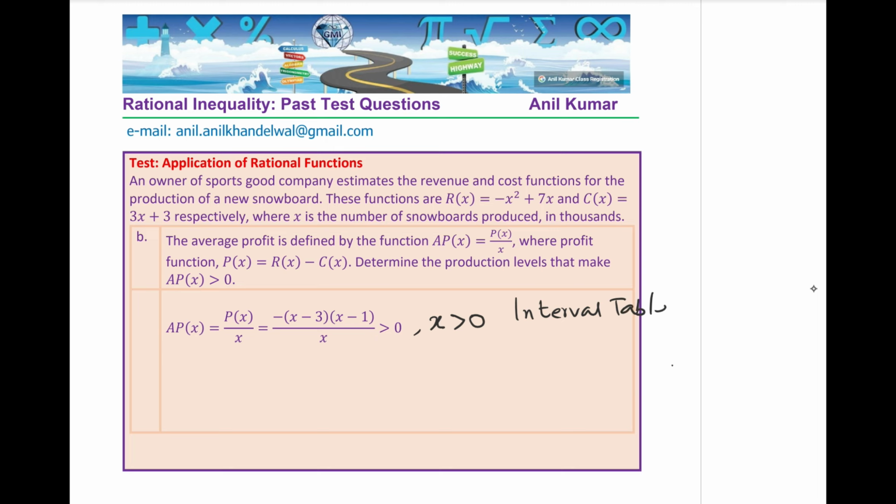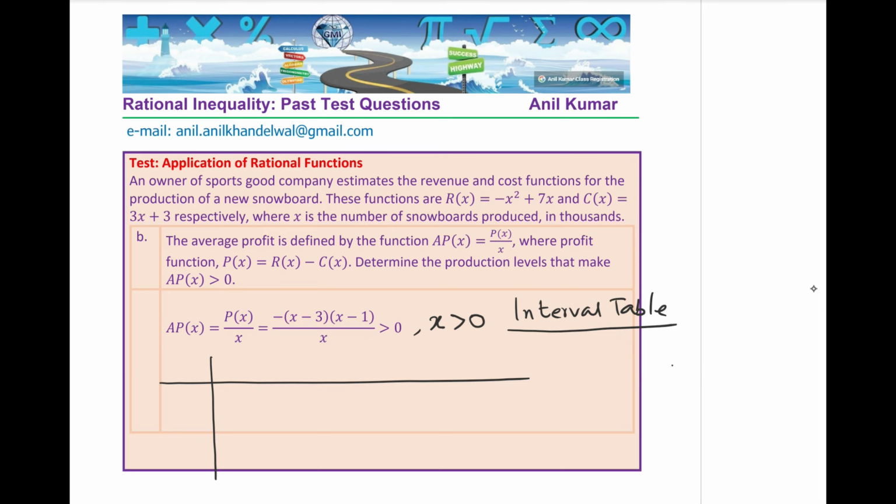As most of you have learned in this curriculum, let us see how we use an interval table. So we have discontinuities at 3 and 1. That gives us zeros, and x cannot be 0, right? So we are producing more than 0 items.